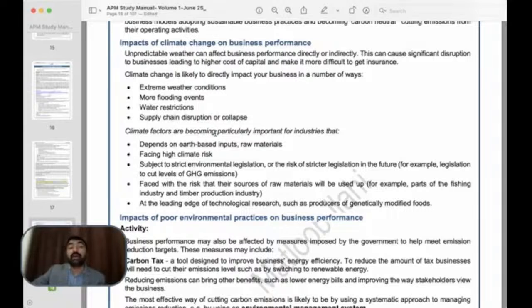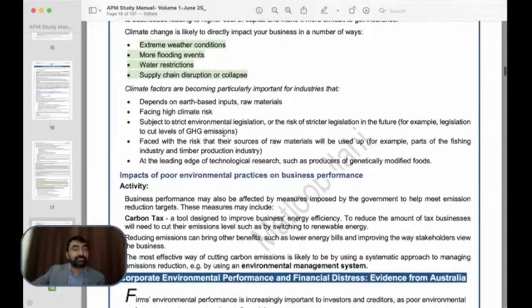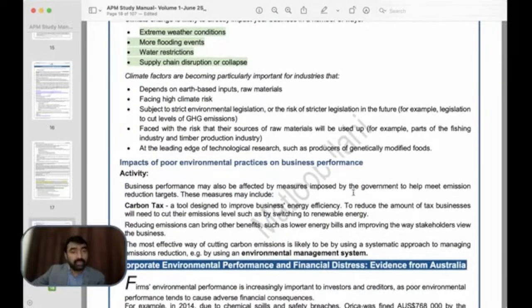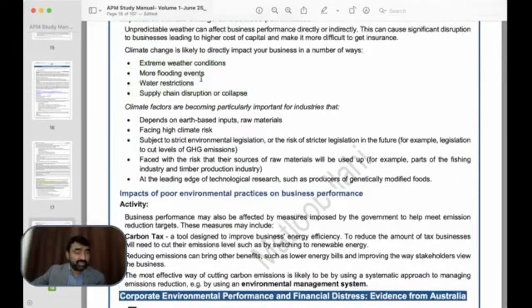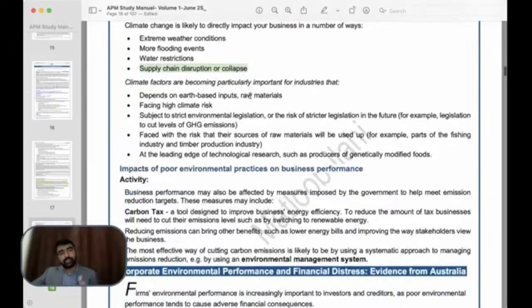There are a lot of environmental changes happening. Business organizations are under pressure too, about their sourcing of materials, their sourcing of products, and their supply chains. For example, imagine agriculture and food industries that rely on inputs, on soil, on weather. If there are extreme weather conditions, more flooding, more water restrictions, supply chain disruptions or collapses, this would affect supply chains on a global scale.